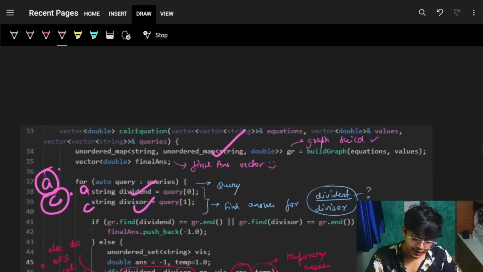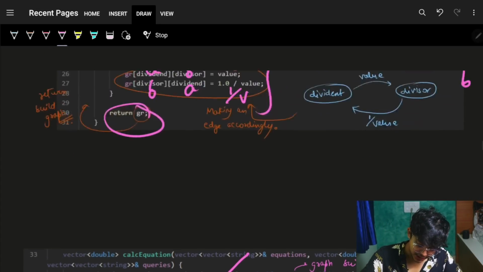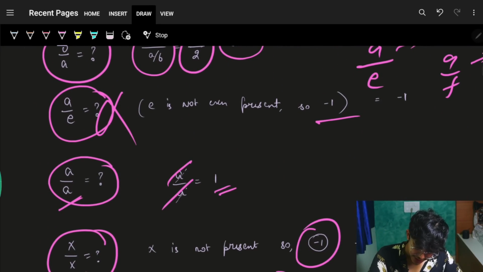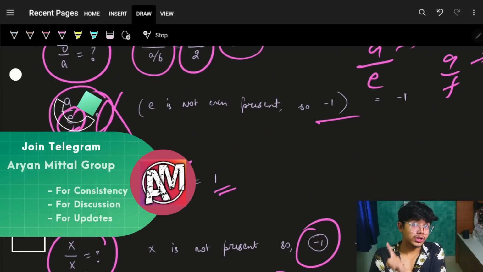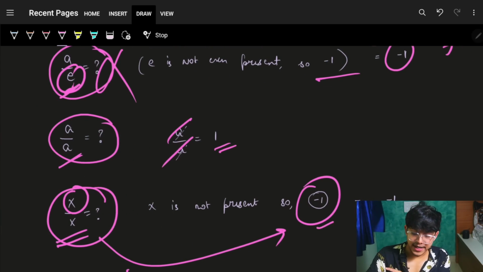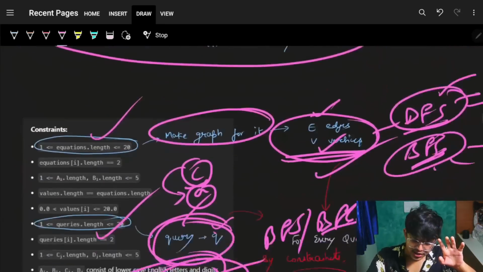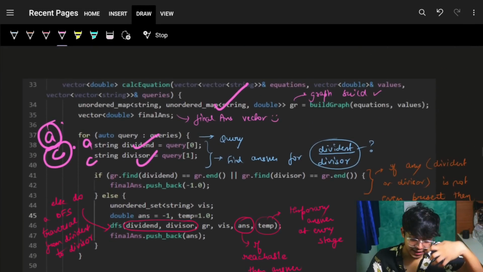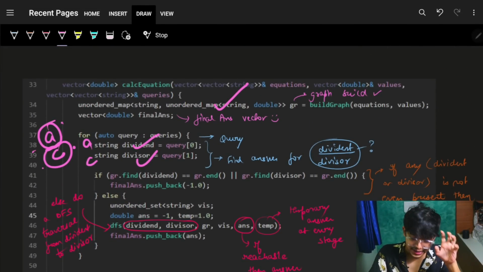As you saw in the example above, for A upon E, E was not there, so the answer was minus one. X was not there, so the answer was minus one. So if any of the strings in the input, let's say A upon C, if A or C is not there, then I'm going to return a minus one.